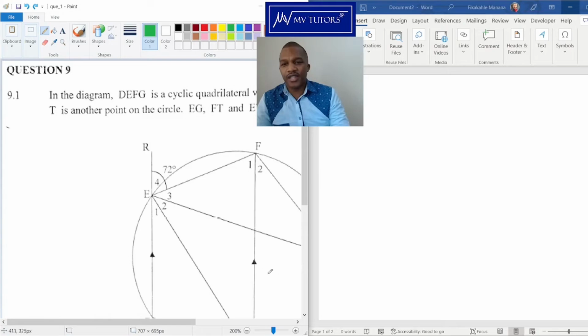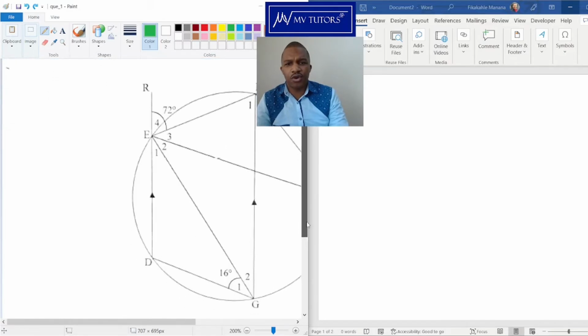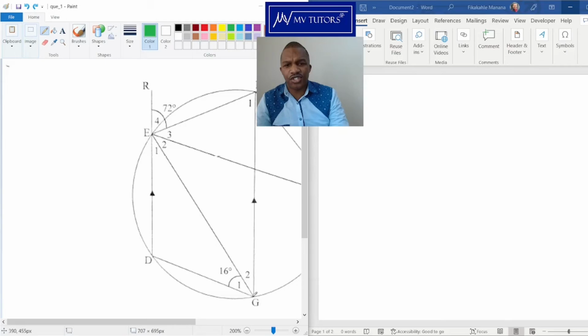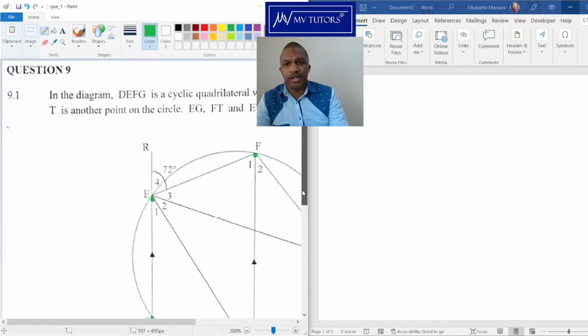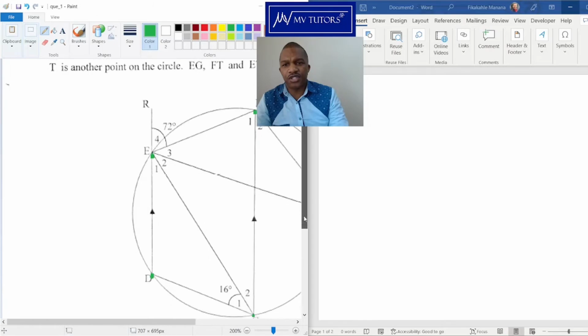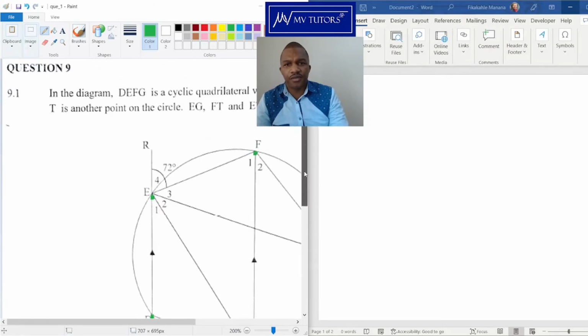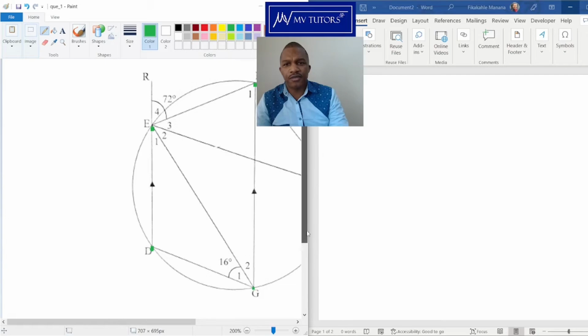So over here, this is a Euclidean geometry question. As you can see, it says in the diagram DEFG is a cyclic quadrilateral. So what I want you to do at this point is go identify it. I think that's the quadrilateral, they're talking about DEFG. Good.